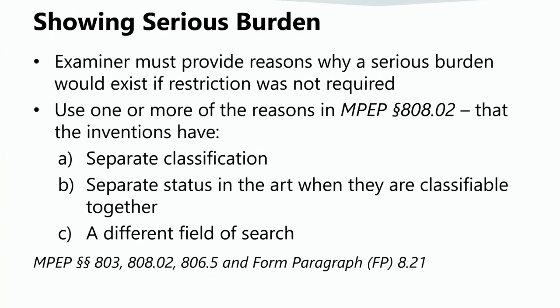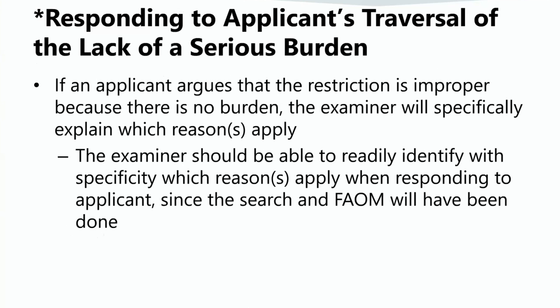Examiners should provide defensible reasons why it would be a serious burden on their part to search and examine all of the claims. Use any of the 3 standard reasons cited here as appropriate and explain why that reason applies. If you explain serious burden with sufficient specificity, then upon traversal you can point to the reasoning already provided in the restriction to rebut the traversal arguments. Setting forth a well-reasoned restriction requirement may also make applicant less likely to traverse in the first place.